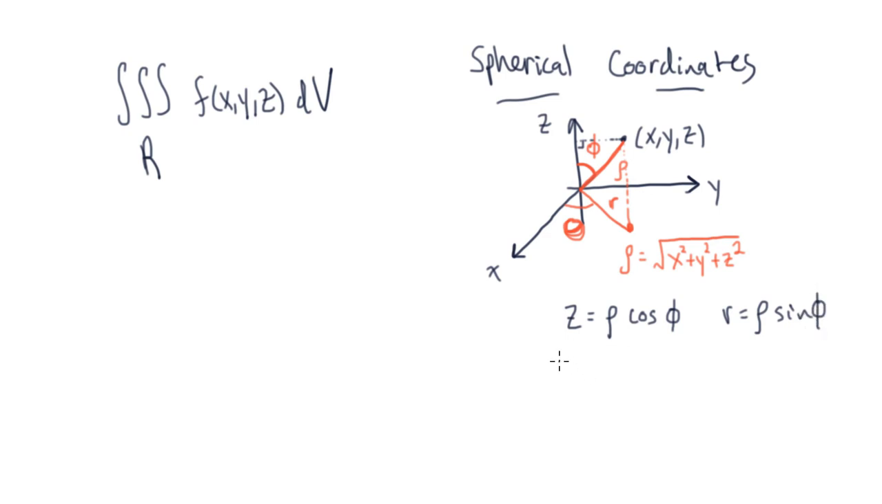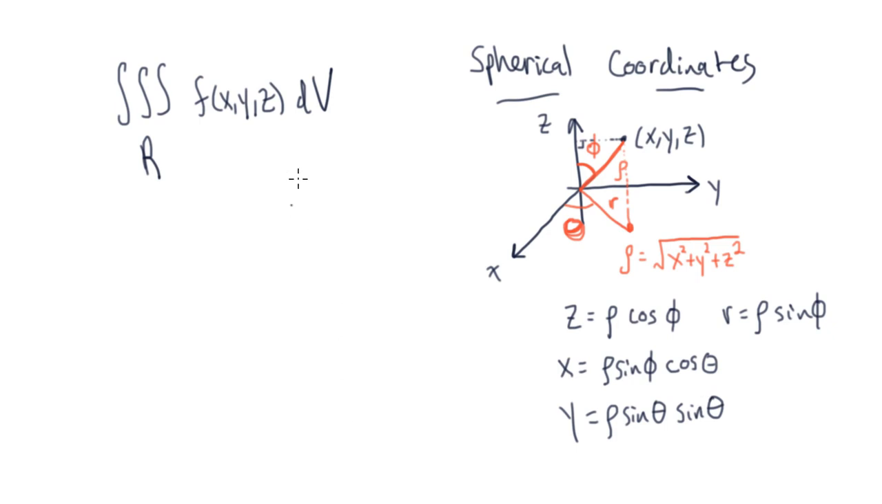And then from there, we can get x. So x is r cosine theta, so x is rho sine phi cosine theta. And then y is rho sine phi sine theta, like that. So that's how we get x, y, and z from rho, phi, and theta. Okay, so it's a little bit more complicated than polar coordinates or cylindrical coordinates, but that's what it is.